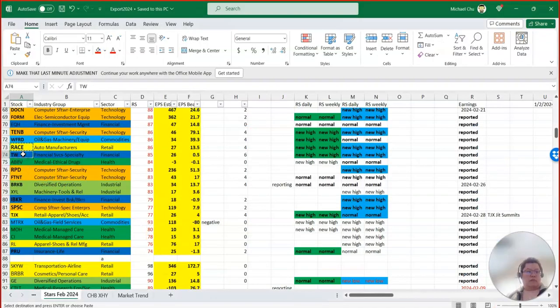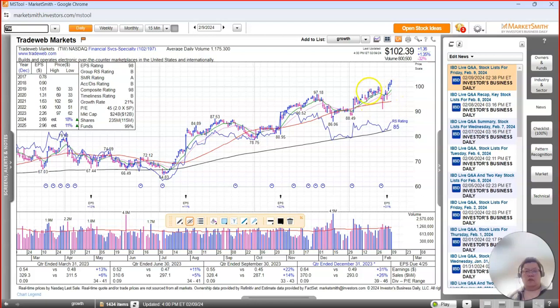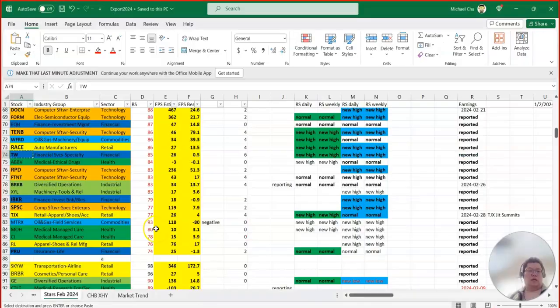TradeWeb, yeah, this one is also strong. So TradeWeb also moving. You can see it broke out right here, and now the slope is 45 degrees. So I'm seeing a lot of this, right? Breakout and moving at a fast pace. This is a really good sign that the market wants to go higher.